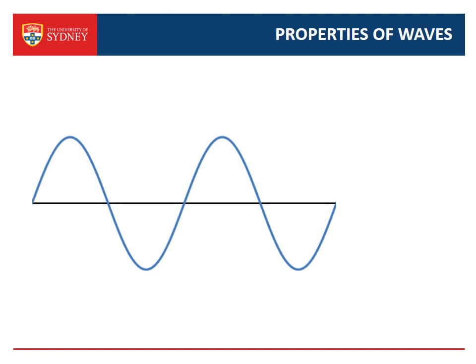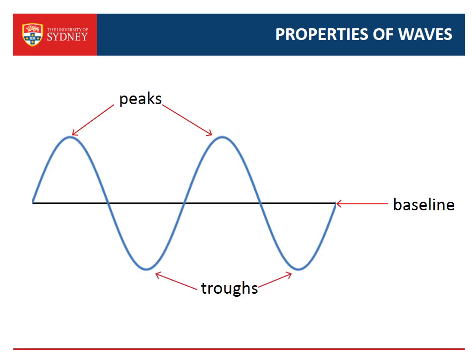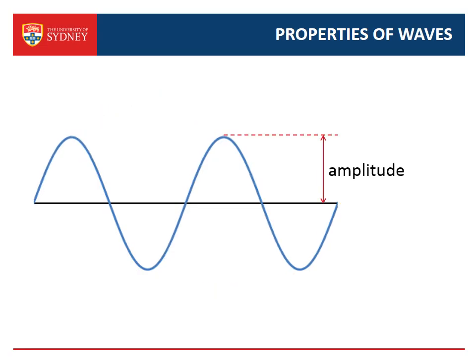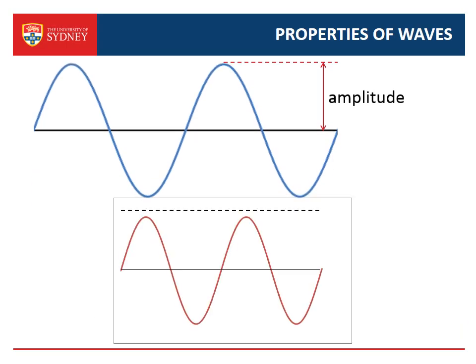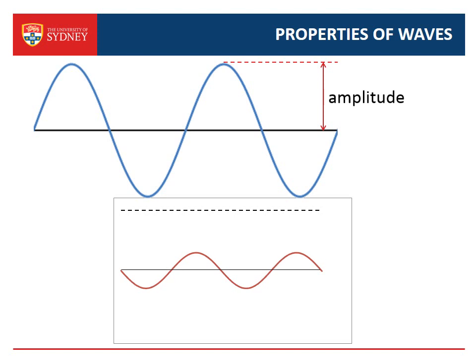All waves, whether they are progressive or standing waves, have a number of common properties. Wave properties are relative to the baseline, the position of the wave if it went flat. You'll notice that half of the wave is above the baseline and half is below. The maximum points of the wave above the baseline are called peaks, and the minimum points are called troughs. The height of the wave from the baseline is called the amplitude. For a standing wave, the amplitude is the maximum height that the wave reaches.